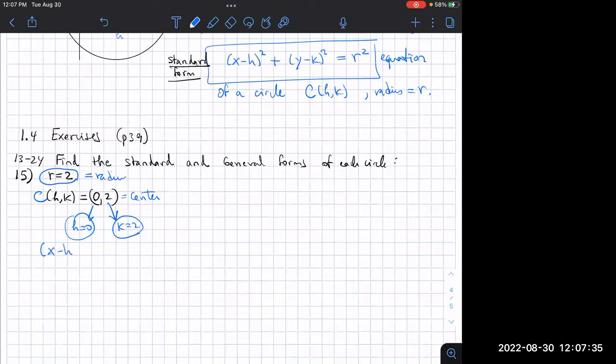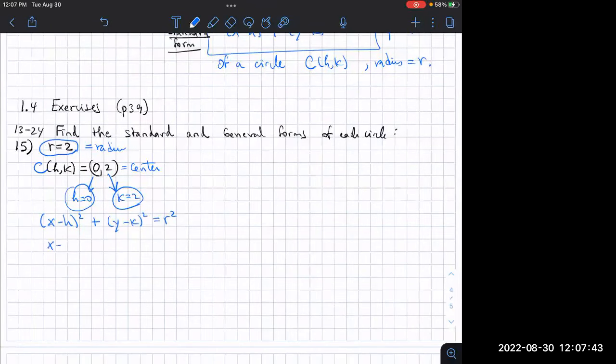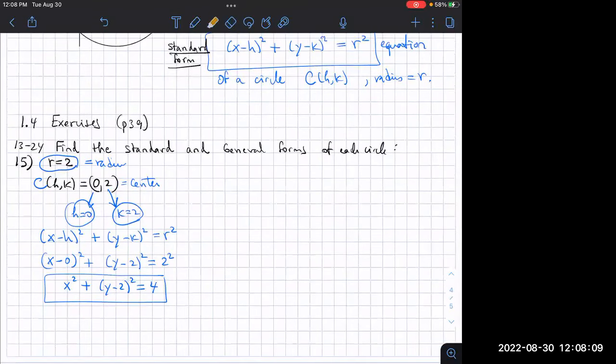So the format is x minus h squared plus y minus k squared equals r squared. You plug in. So x minus 0 squared plus y minus 2 squared equals 2 squared. So the only thing you're left with is x and y. Simplify. x minus 0 is just x. So x squared plus y minus 2 squared equals 2 squared, which is 4. So this is the standard form.